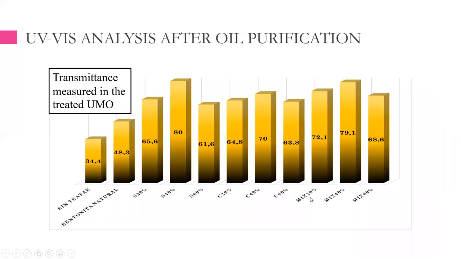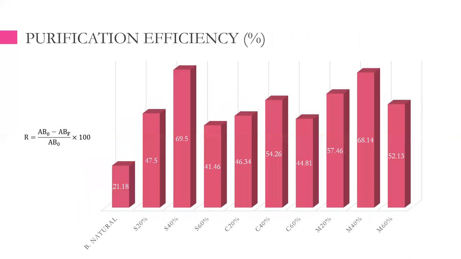This, of course, was verified when we measured the transmittance in the treated used motor oils. In these cases, the transmittance was highest in this case and in this case, with the activated clays using sulfuric acid and the mixture of sulfuric and acetic acids with 40% concentration. From the purification efficiency, you can see that the activated clays using sulfuric acid and the mixture of sulfuric and acetic acids with 40% concentration were the most efficient to remove contaminants from the used motor oil, as you can observe here.